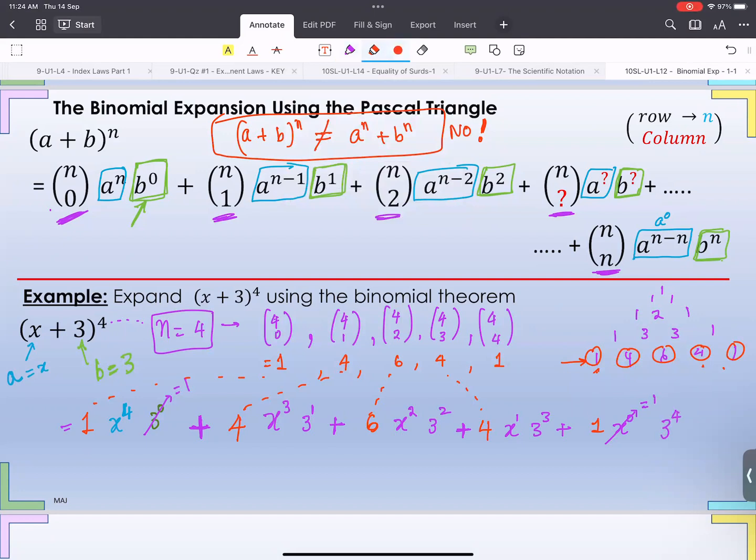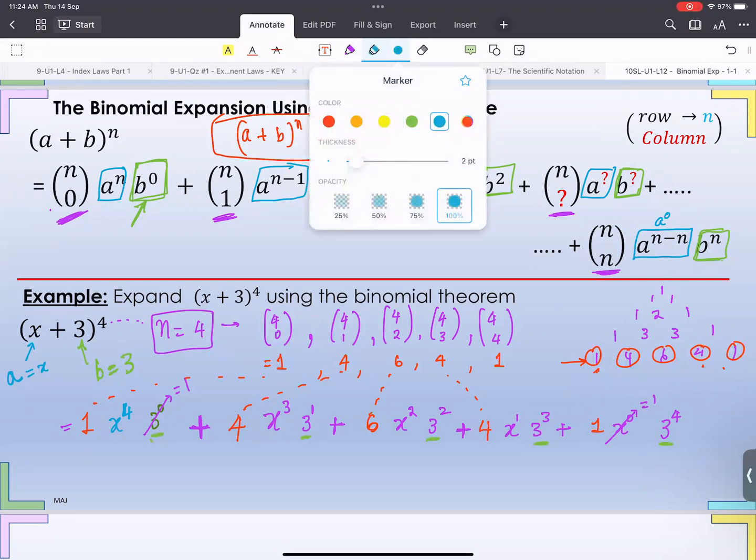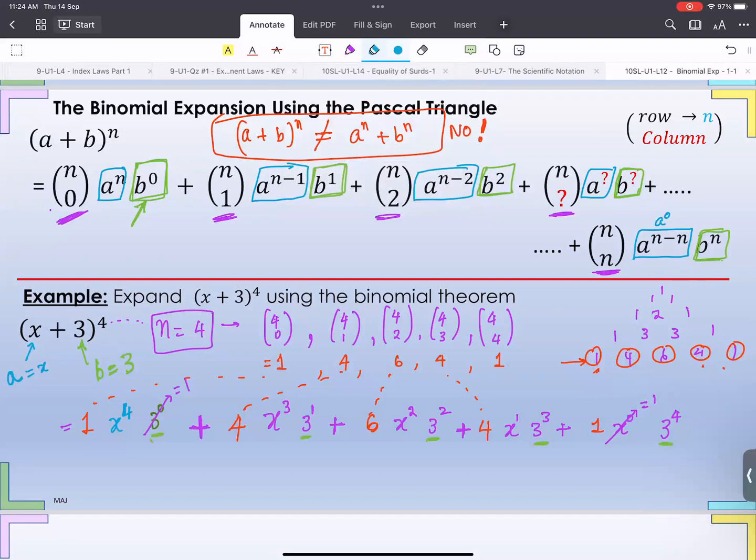As you can see, the powers of b are increasing. It starts with power 0, then power 1, power 2, power 3, and power 4, and it ends there. Meanwhile, the powers of x keep decreasing: power 4, power 3, power 2, power 1, and then power 0. So that is our binomial expansion unsimplified. We're going to simplify that.